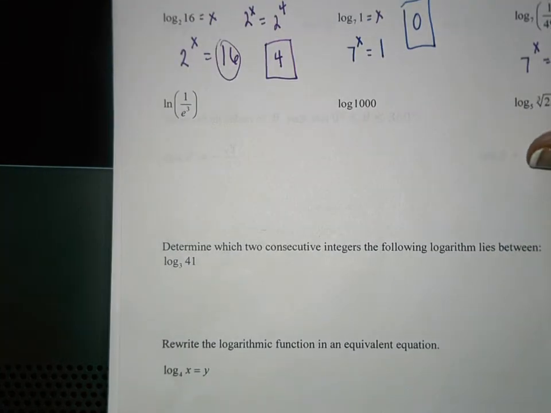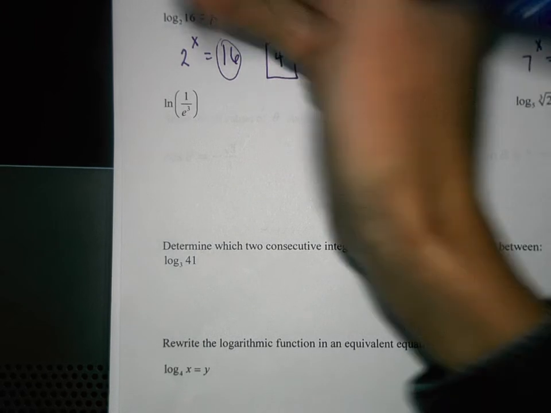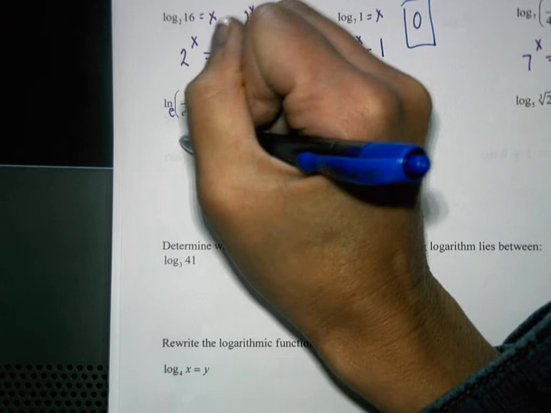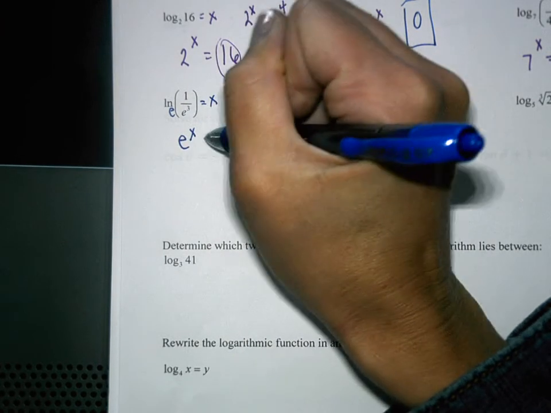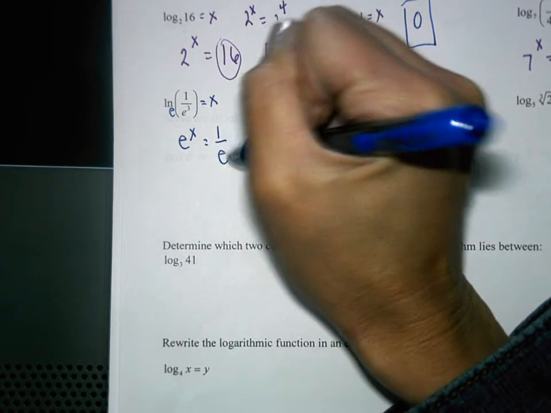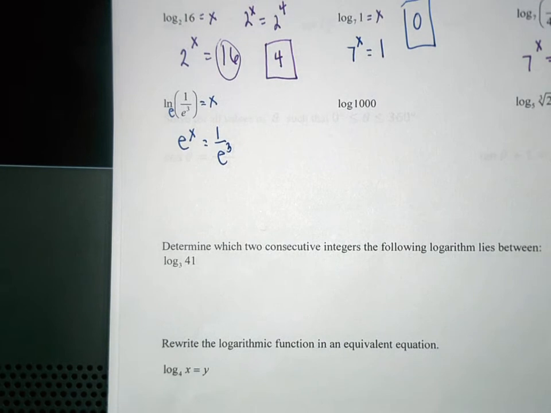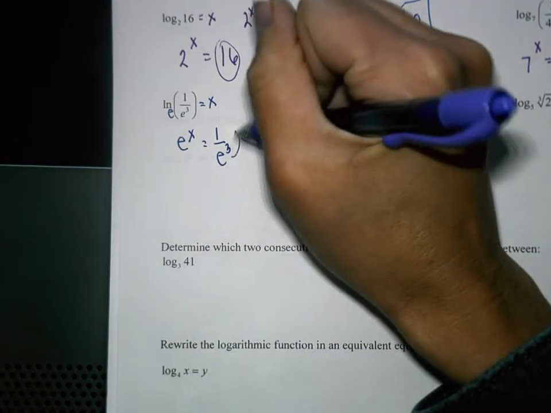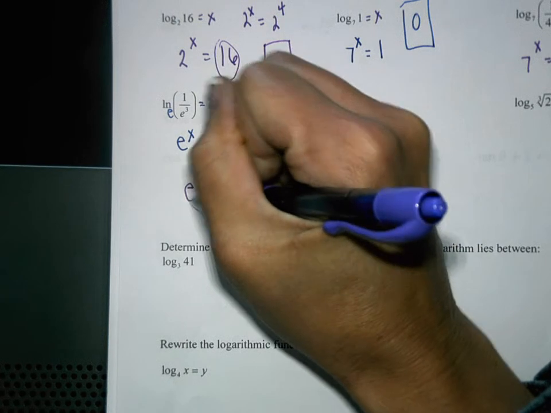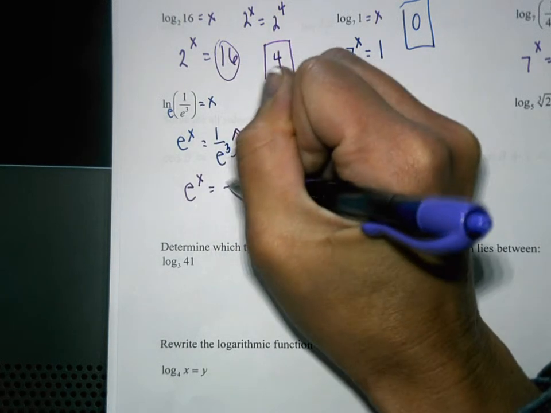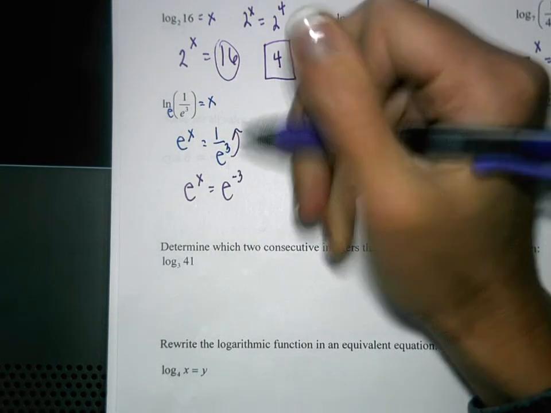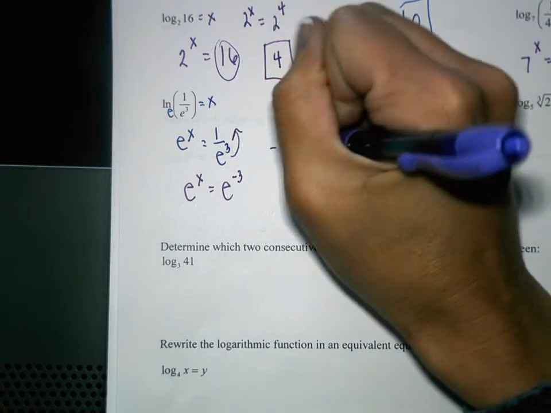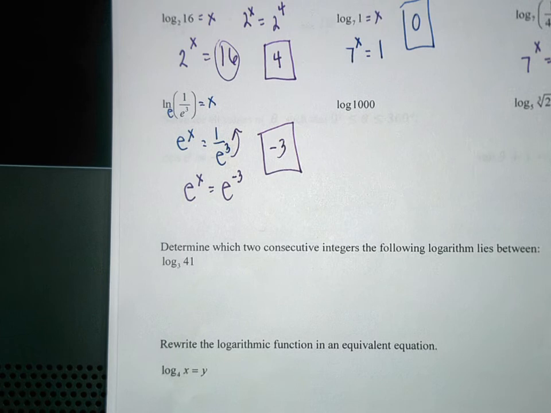Anytime we have a natural log, it is base e. And so again, we are saying e to what power equals 1 over e to the 3rd. We want to bring our e's up to the same level, and so in order to bring that up, it's going to get a negative exponent. So e to the x equals e to the negative 3rd exponent. Since our bases are the same, exponents are also the same, which means that my answer here is negative 3.